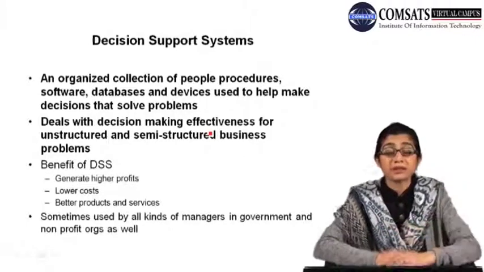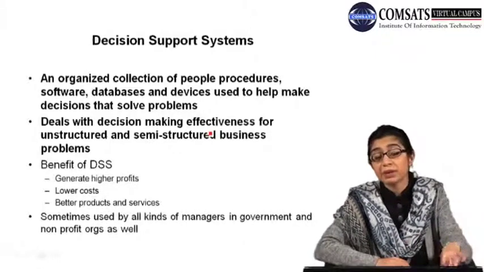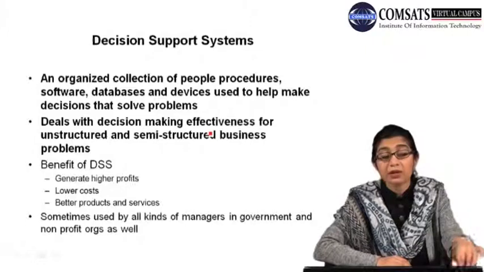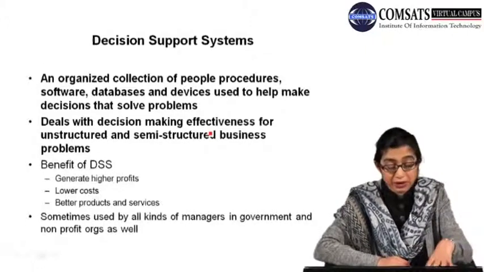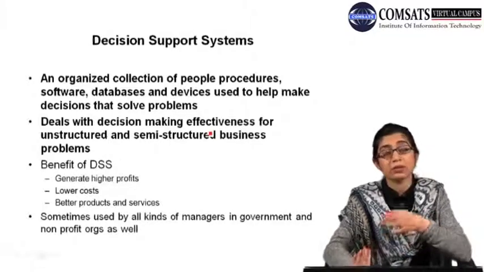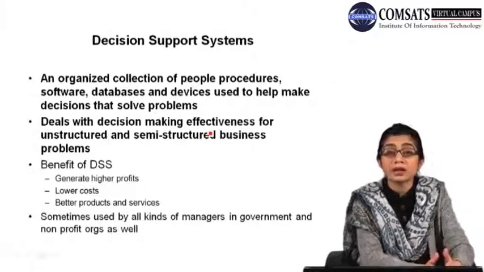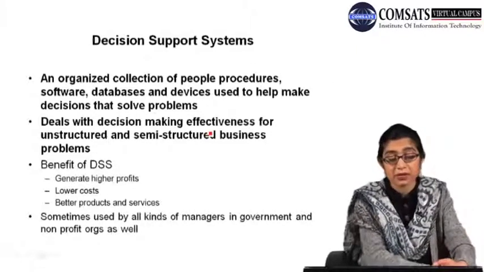So basically these DSS, your decision support systems, deal with decision making effectiveness for unstructured, semi-structured business problems. So DSS basically कौन से levels पे use हैं, even though they are used at all levels, but basically they are targeted for the semi-structured decisions as well as unstructured decisions.